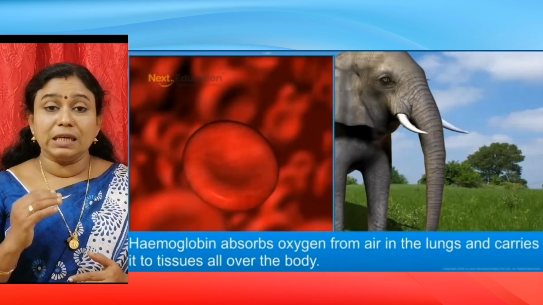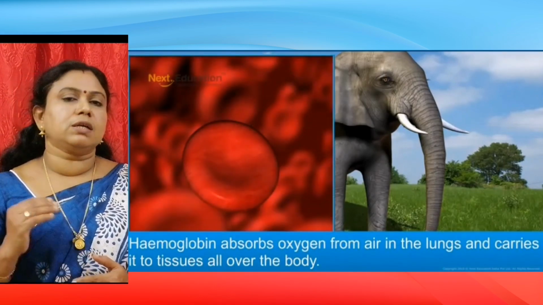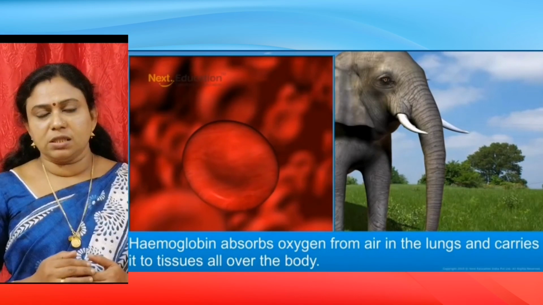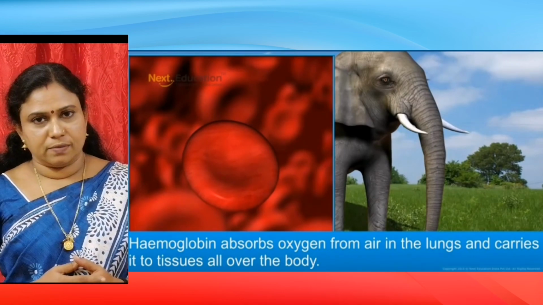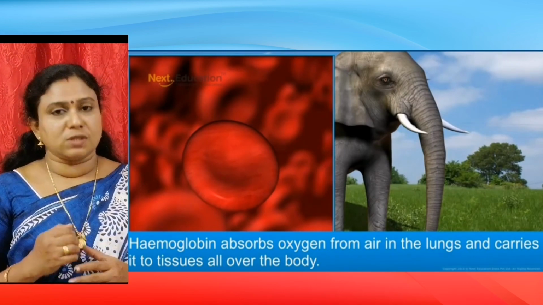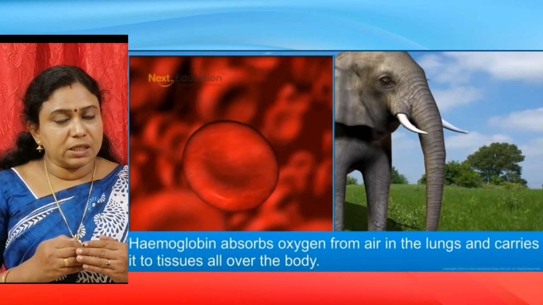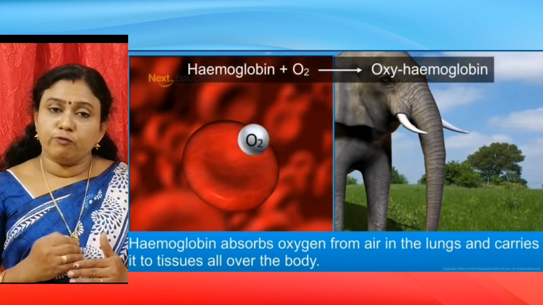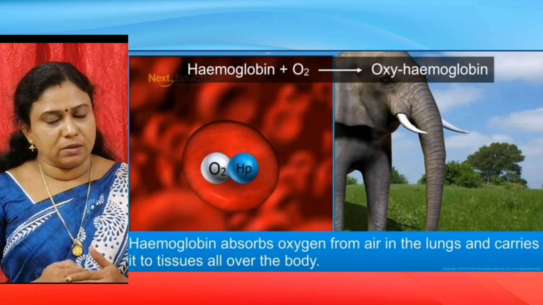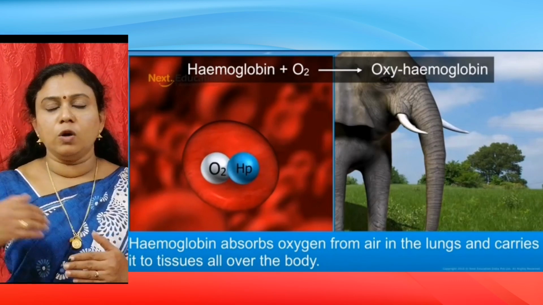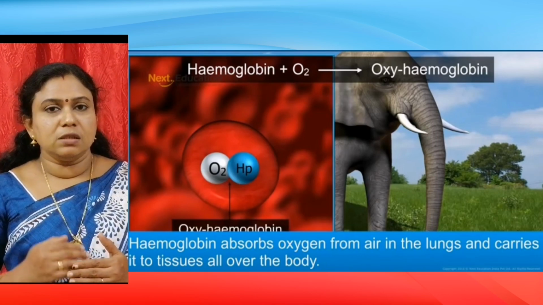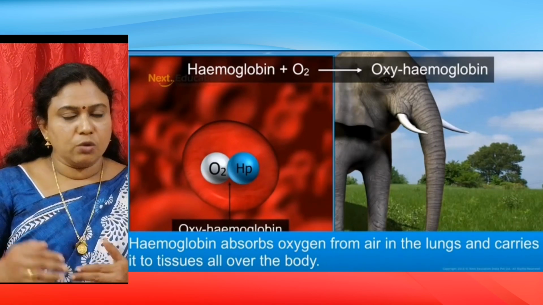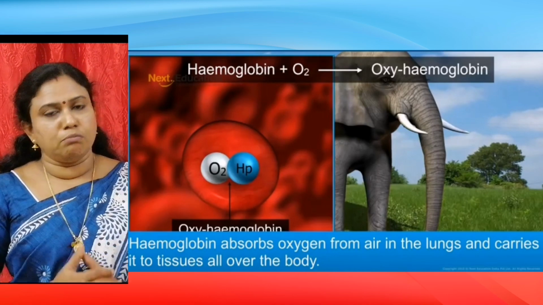So for that, a respiratory pigment called hemoglobin, which is red in color, is present in the blood, which has a high affinity towards the oxygen. This pigment binds with the oxygen in the blood capillaries near the alveoli and forms oxyhemoglobin, and then it is distributed to all parts of the body through the blood. This makes the easy transportation of oxygen from the lungs to all parts of the body.